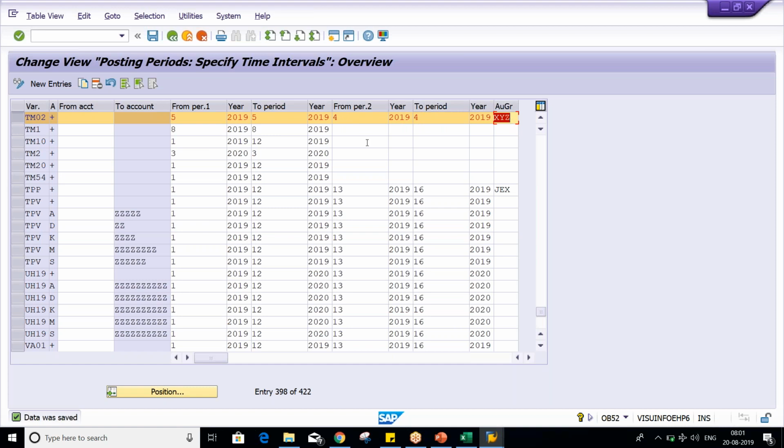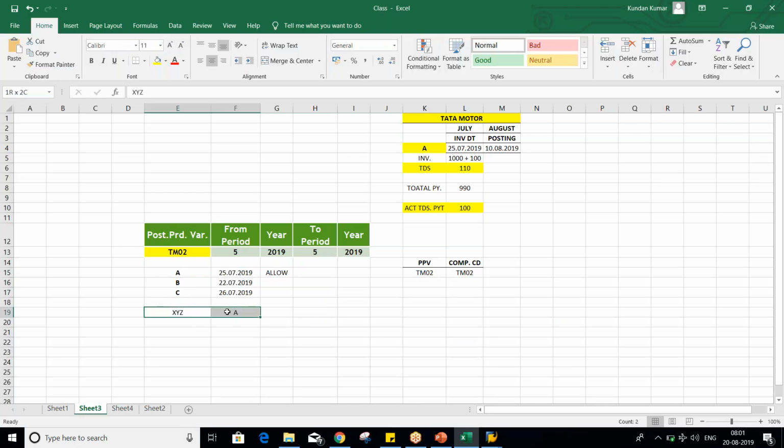What does it mean, guys? For this one we have applied a condition that against this authorization group, whichever user IDs are linked, only those people will have the option to post the transactions. And which user ID is linked, guys? A user ID is there, so A will be allowed.